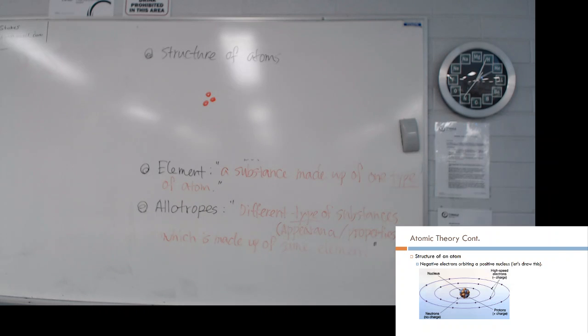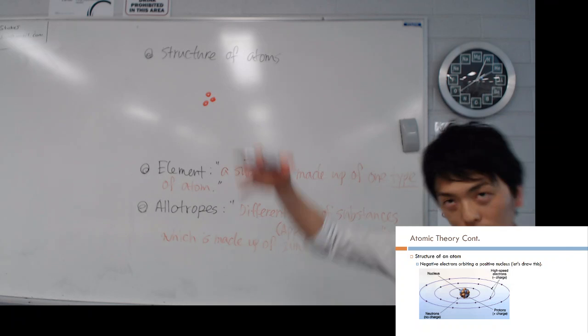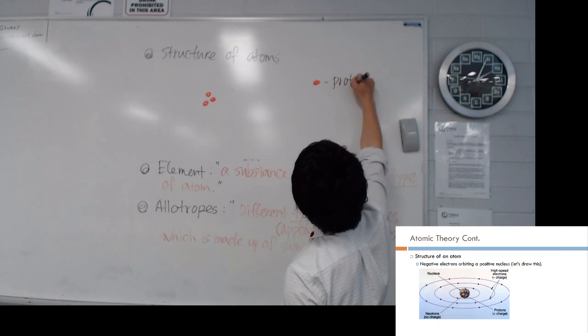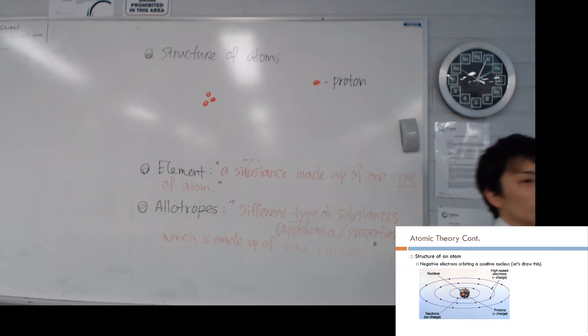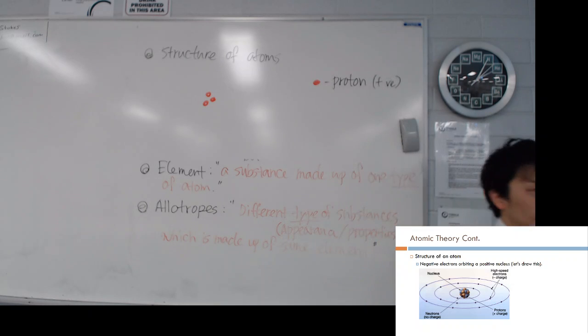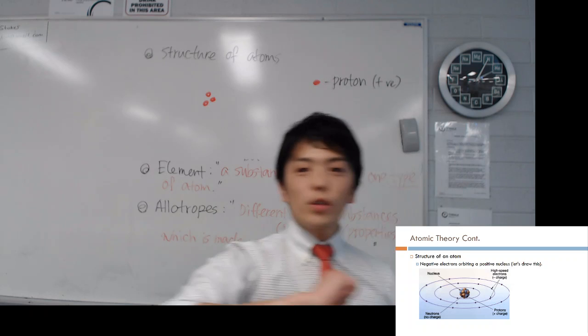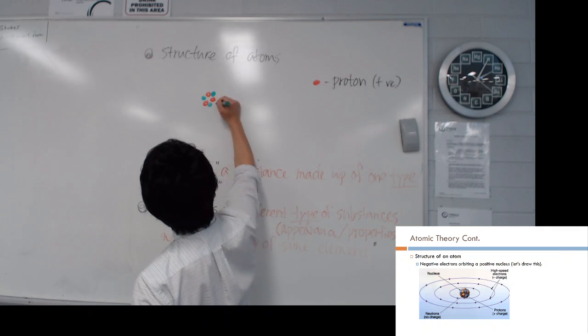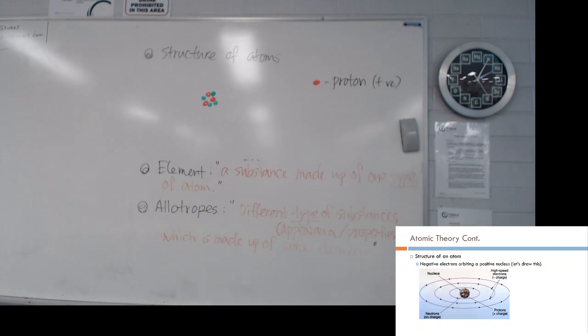I just drew 3 red dots. I'm representing protons with red dots. What's the charge on protons? Protons are positive. You're all right. I hope there's common knowledge between everyone here. What else is there in the nucleus? Neutrons. Good. I'm going to do 1, 2, 3, 4 neutrons.